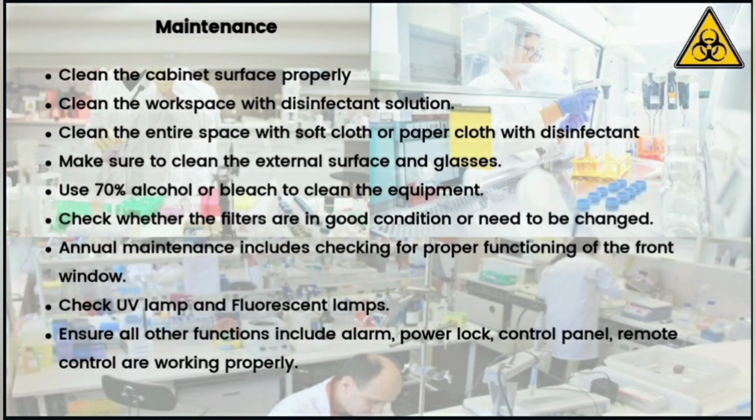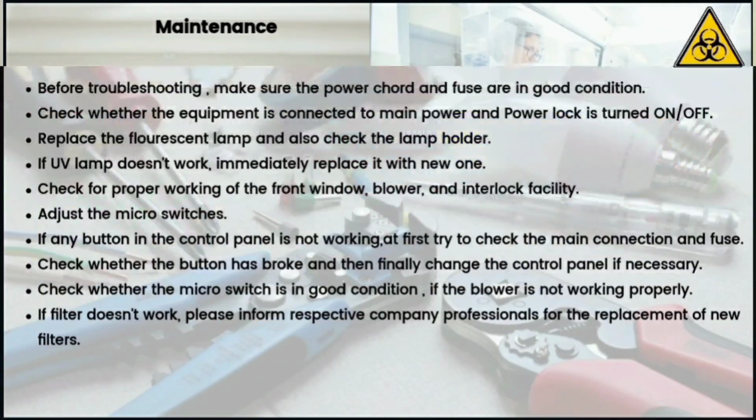Check whether the filters are in good condition or need to be changed. Annual maintenance includes checking for proper functioning of the front window. Check the UV lamp and fluorescent lamps. Ensure all other functions, including alarm, power lock, control panel and remote control, are working properly.